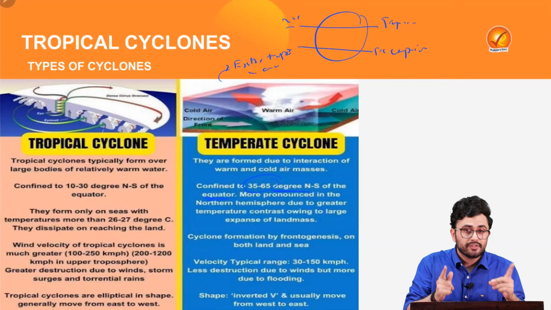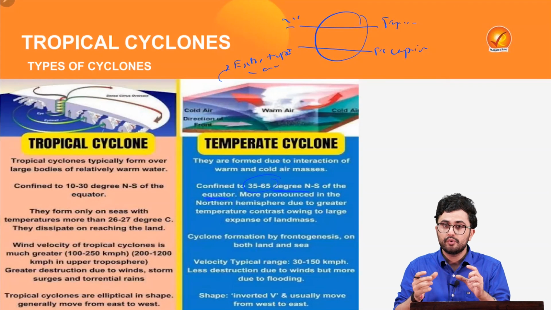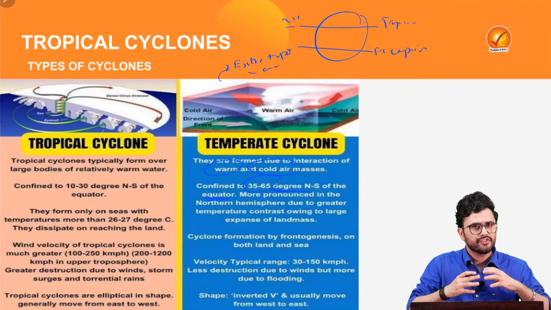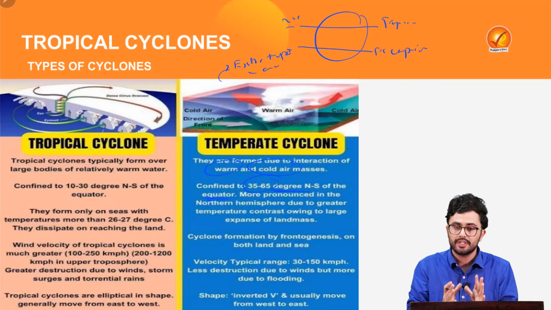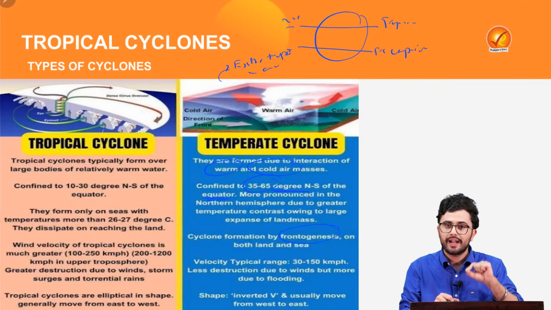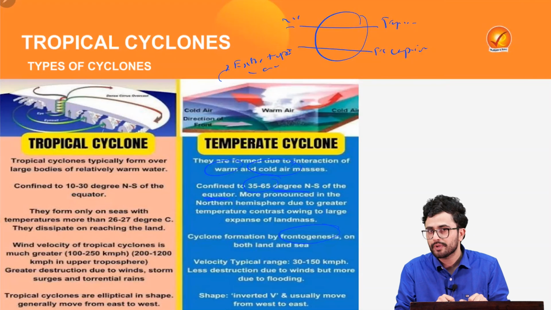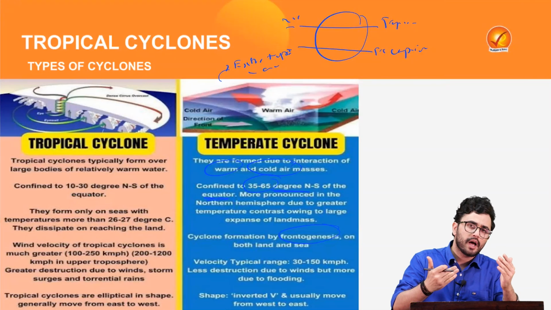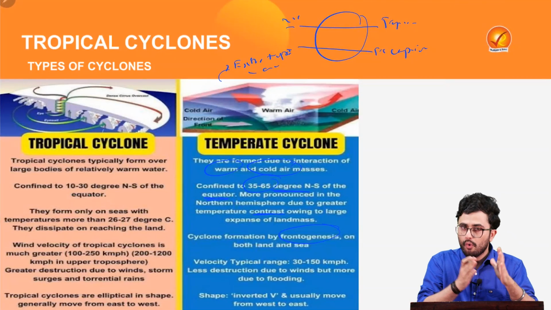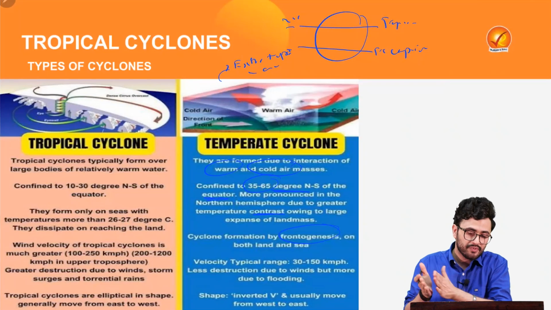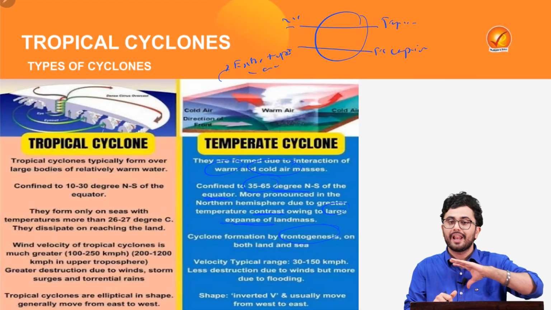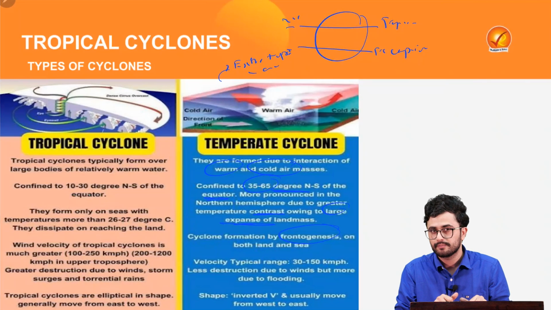Now, these extratropical cyclones are formed due to the meeting of warm and cold air masses, which release potential energy across a front. Keep this in mind that the effect of these extratropical cyclones is more pronounced in the northern hemisphere due to the temperature contrast which exists in the northern hemisphere due to the large expanse of landmass.